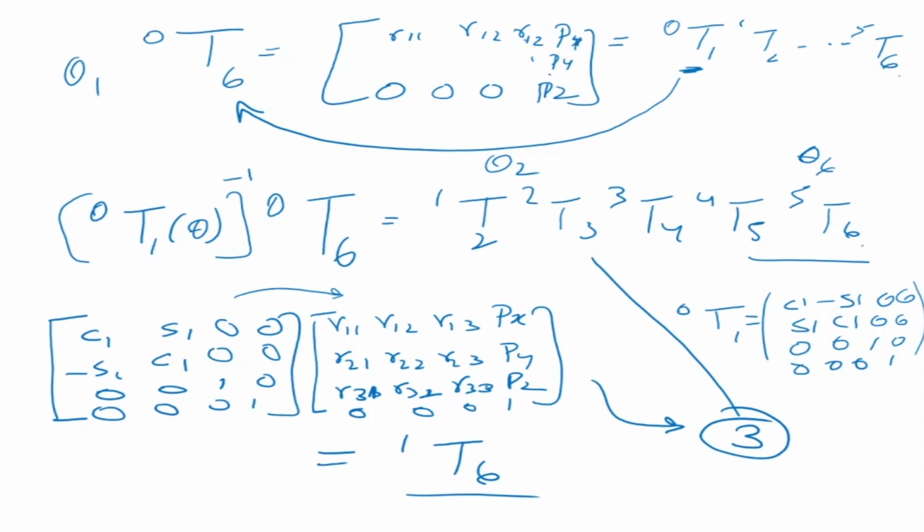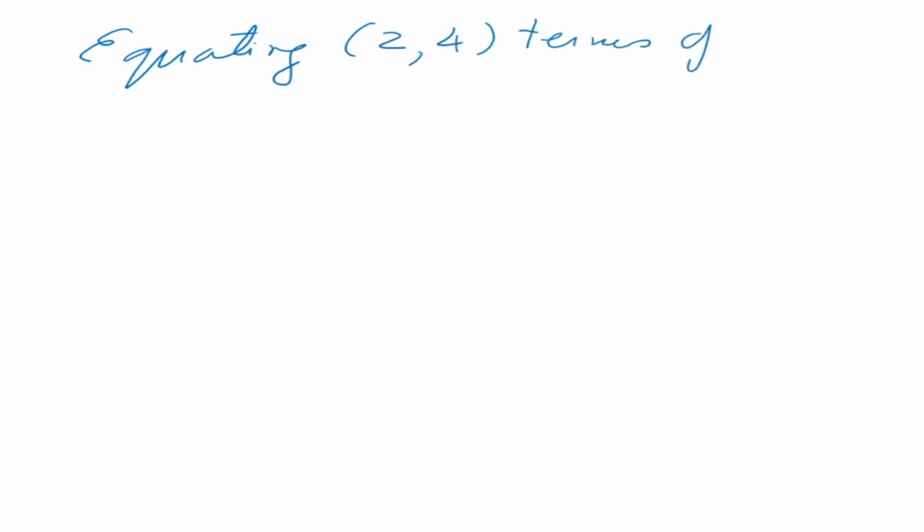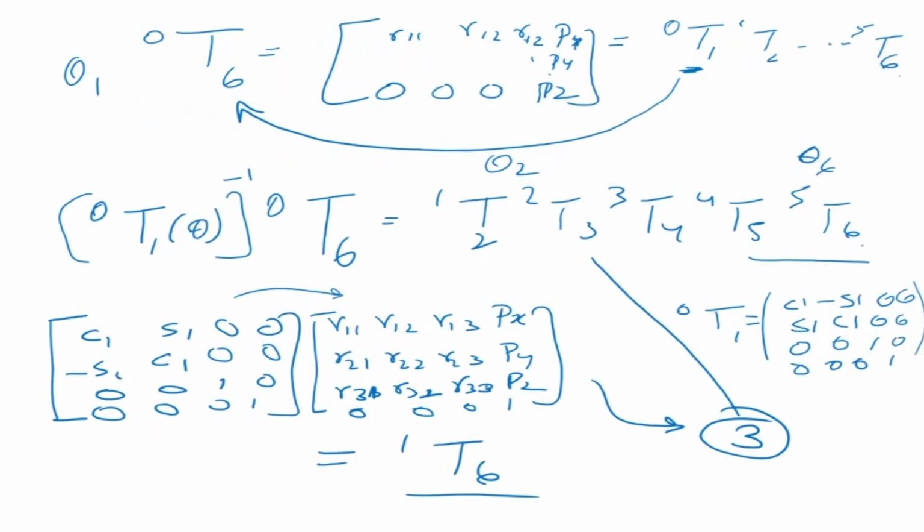Okay, now what we do is equating. So for the first solution, what we're trying to do is equating the 2 4 terms of both sides of equation 3. So this is my equation 3, right? Now 2 4 terms will mean 2 and 4 means y, py, right? So it is this one into that one into this row. So the 2 4 term would mean this into that.